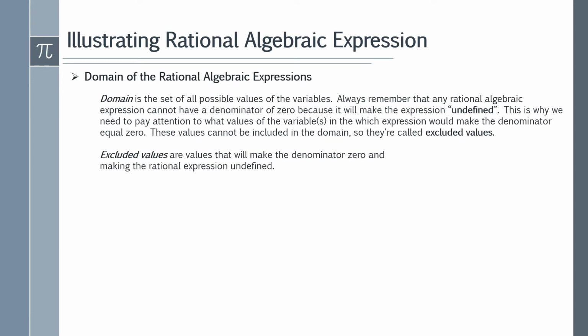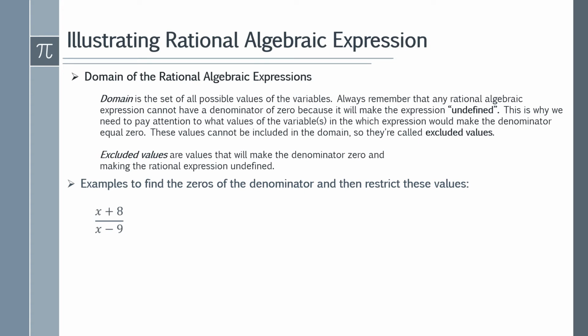Any number, any part of the number system that makes the denominator 0 is not part of the domain, or called excluded values. Okay, let's have an example, class. To find the zeros of the denominator, meaning hahanapin natin kailan or anong value ng x na magiging 0 yung denominator natin, and then restrict these values. Let's say for example, x plus 8 over x minus 9.